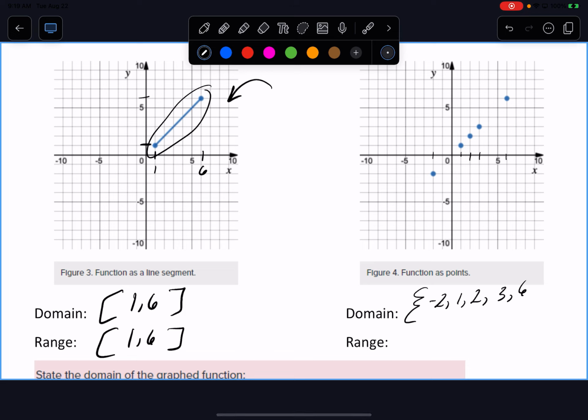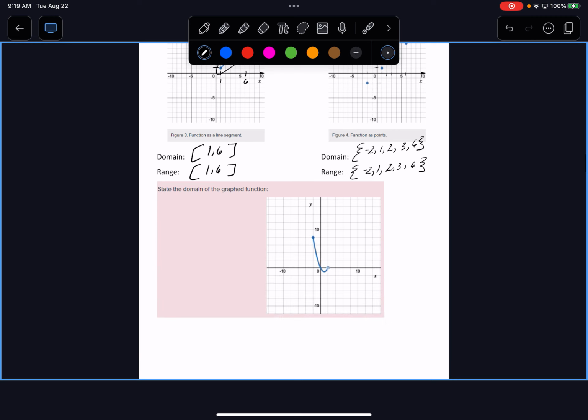True? And then once again, if it's just x, y points not connected, we don't do an interval, we just write them out. We'd say the range is -2, and then it's at 1, then it's at 2, 3, then it's at 6. This just happens to have the same domain and range. That doesn't happen very often. Okay, awesome. All right, I think we get the picture here.